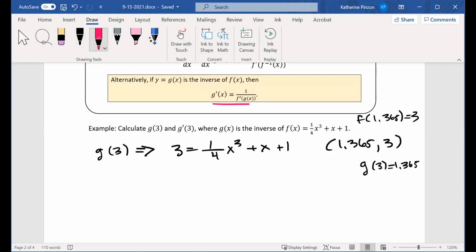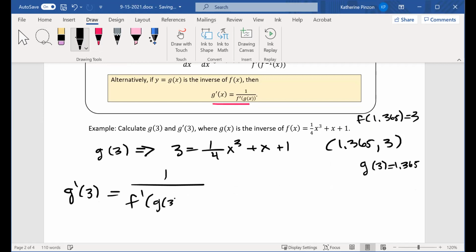Okay, so I'm trying to use this formula right here. To find g prime of 3, I'm going to do 1 over f prime of g of 3, or 1 over f prime of, what's g of 3? 1.365. So do you see I never have to know what the inverse function g is? I just need to know how it relates to the function f that they give me. So all I need to compute is f prime, the derivative of this guy, at 1.365.